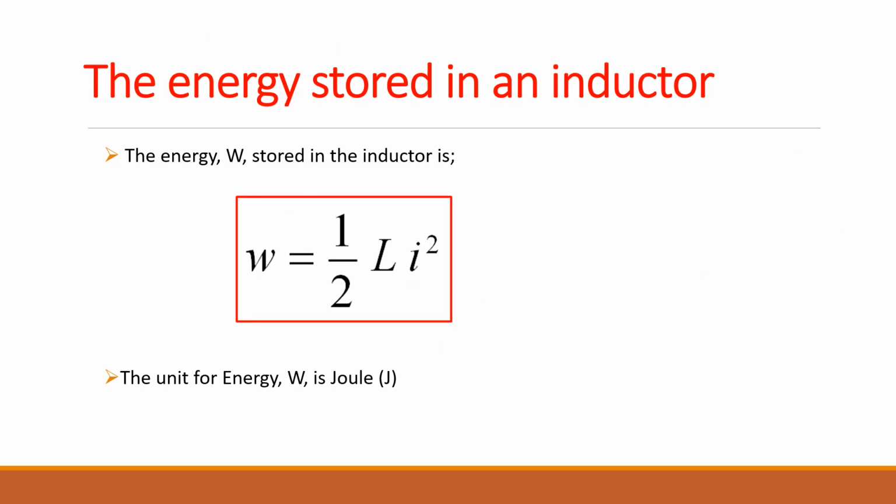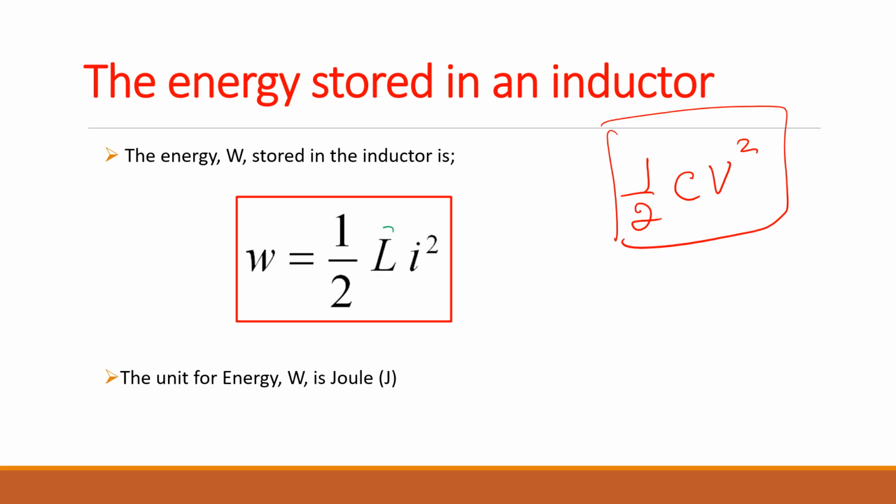Energy stored in an inductor you can also find like this. The only difference when you compare with the capacitor is that for the capacitor it was half times the capacitance times V squared. Am I right? Here you have L and I squared. So if you know the current through the inductor, you will be able to find the energy stored. Are we good? Okay. Energy is measured in joules.